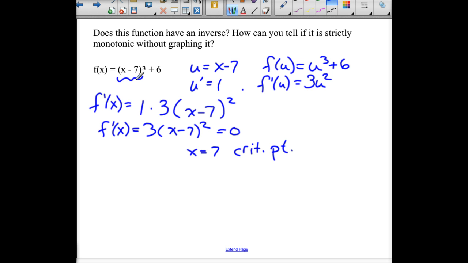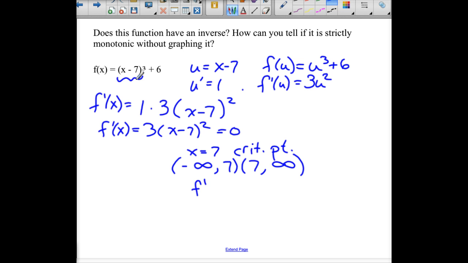Review from chapter 3. Do we want to use an open interval, like intervals negative infinity to 7, or do we want to check y values? Do we have a closed interval? We don't have endpoints, do we? No, so we've got to do open. So negative infinity to 7, and 7 to infinity, and we're going to put them into the first derivative.